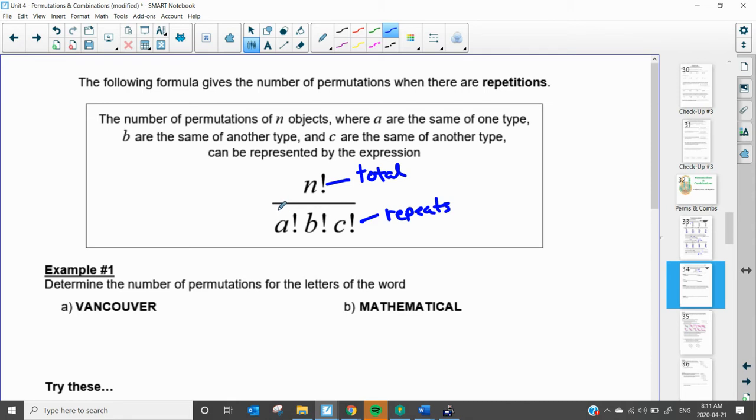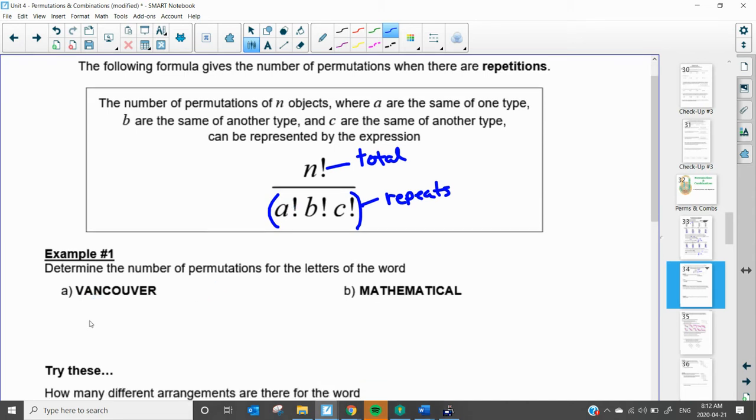What's important for you to know is that when you put this in your calculator, these repeats have to be in brackets if you're going to do this in one step. You can certainly figure out n factorial and figure out what A factorial, B factorial, and C factorial are, and then divide the two. But you can put everything in your calculator in one step as long as you remember your brackets. So let's take a look at some examples.